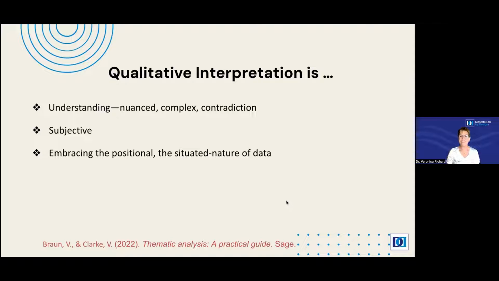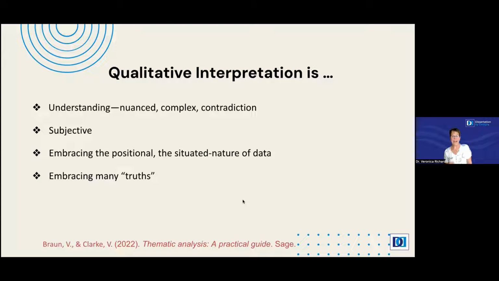So embracing the positional and situated nature of data. I love Brown and Clark for this. They really bring in this aspect of positionality, and not only of the researcher, because a lot of times we hear that term for the researcher, but it's really about the data too.